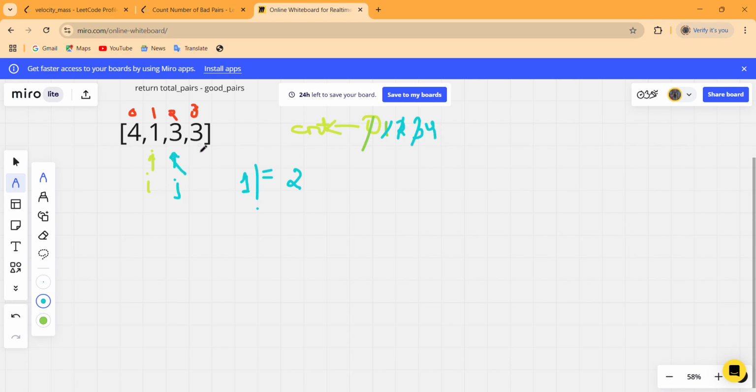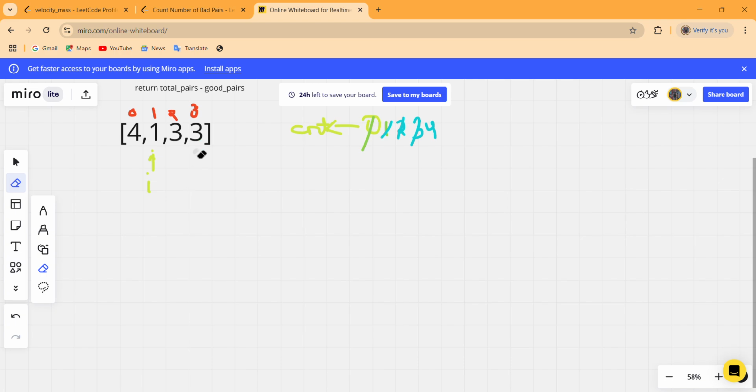j now points to this position. This is 3 minus 2, that means 1... this is 3 minus 1, that means 2, and the index difference is 2. So here the condition is not true, 2 is not equal to 2 is false. So now we will not increment our cnt, and our inner loop is terminated because again incrementing j will go out of the bound of this index.